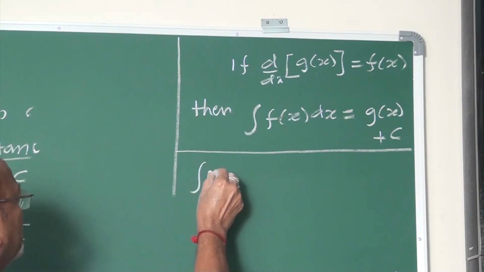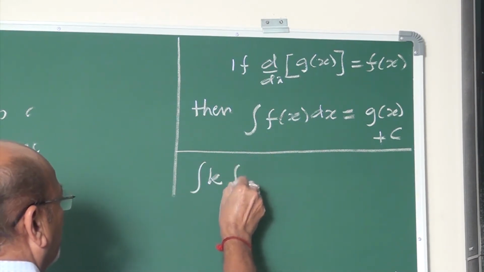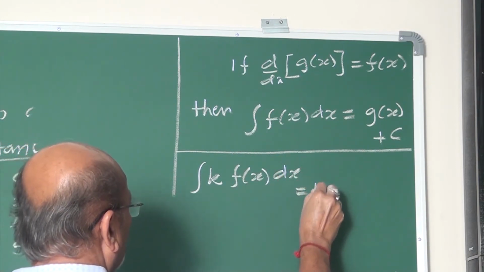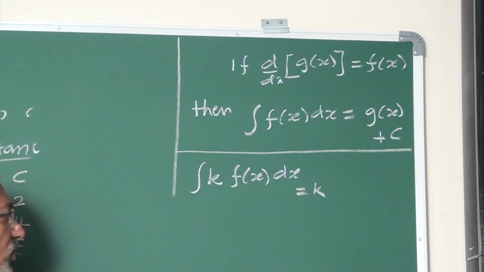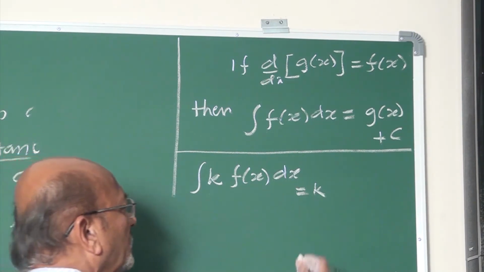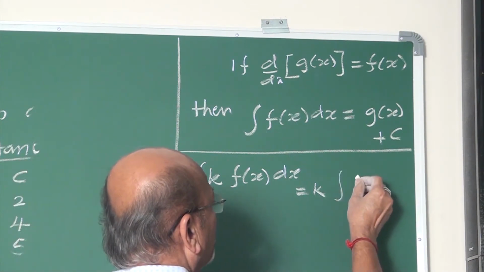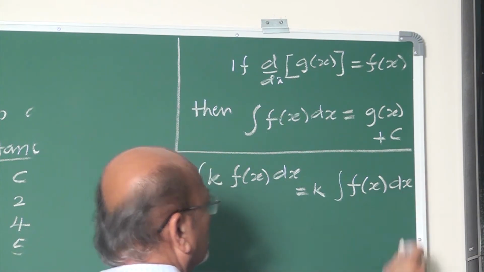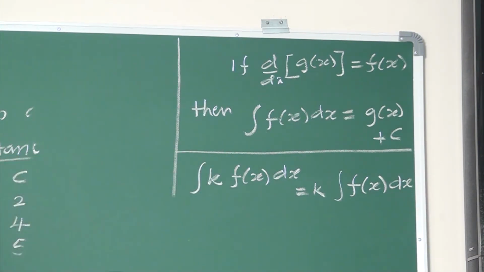First property is integral of k f(x) dx is what? It is k into, what is that k? Constant, my friends. Constant. That k can be taken outside the integral. This is one, my friend.